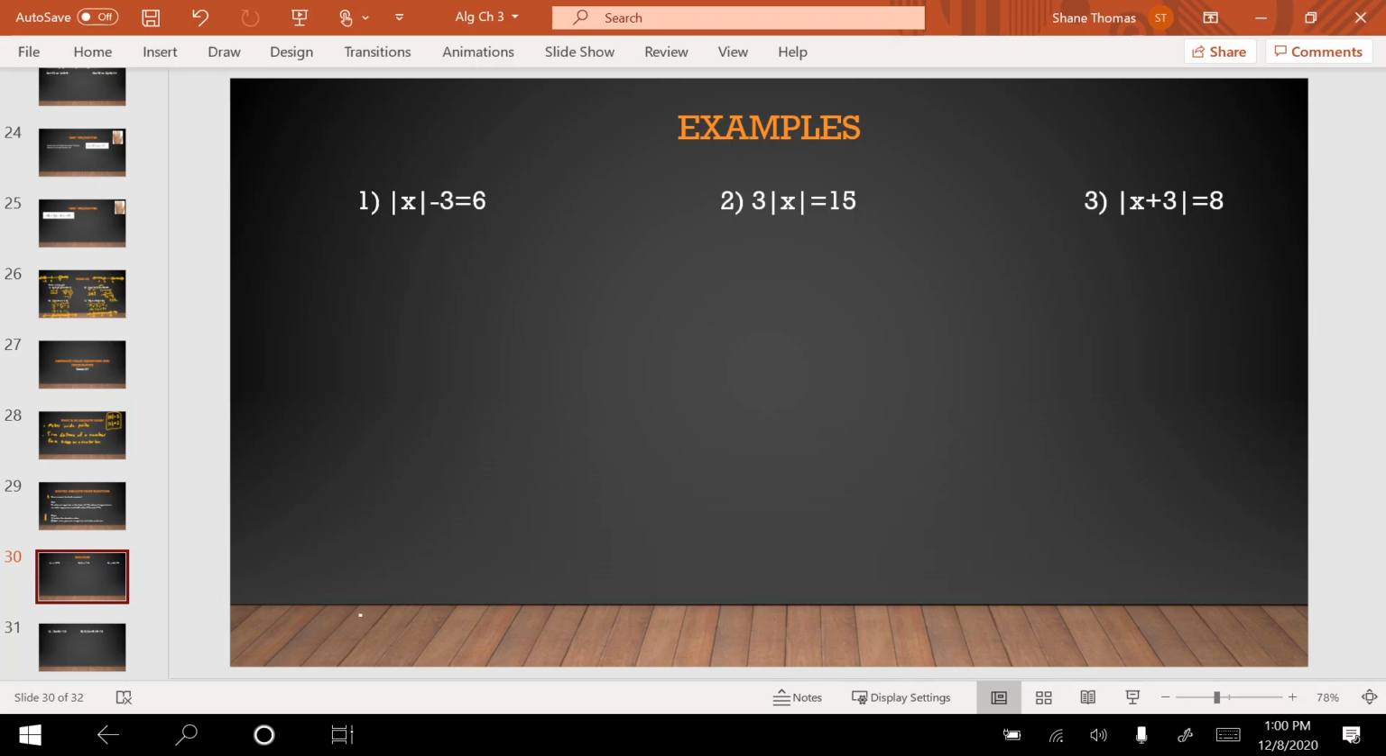So the first thing we want to do, we want to isolate the absolute value. All right, here's the absolute value. So I want to isolate that. So if I want to isolate that, what do I have to move or get rid of? I got to move the negative 3. How do I move the negative 3? Add it. Yep, add it. So I add a 3 to both sides. So now I have the absolute value of x is equal to 9.